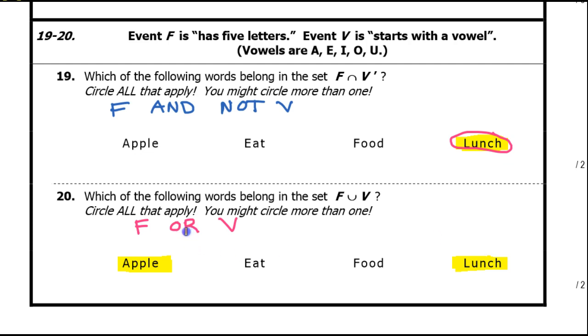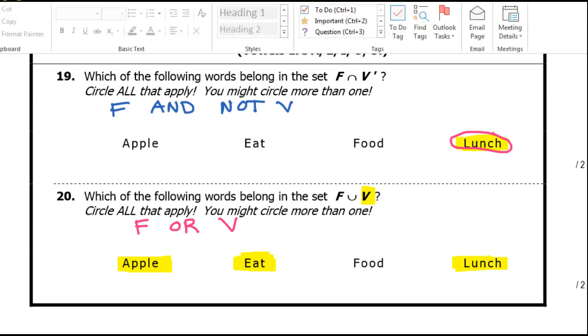But or is more. So I'm going to add on more based on this. Anything that has a vowel in front I'm going to add that on. So this has a vowel in front, so that will also be included. And that's it. So these are the answers.